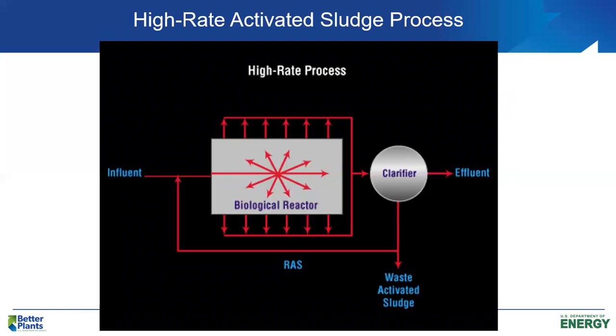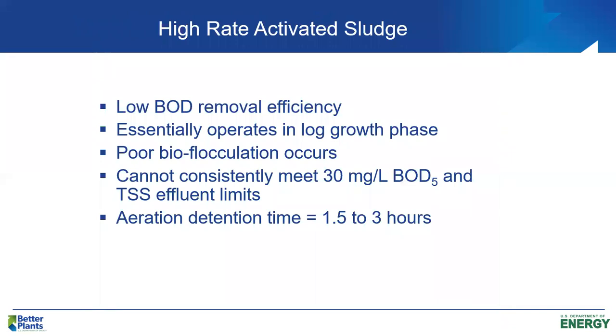And that would be an ideal solution for the industry, because this is a very cost-effective process. We keep the reactor small, and it's, again, the most inexpensive activated sludge process you can build. But again, it has low BOD removal efficiency. We basically operate in the log growth phase or exponential growth phase. The biomass are reproducing very quickly because there's plenty of organic matter in the system. The only problem is we get very poor bioflocculation in the biomass.